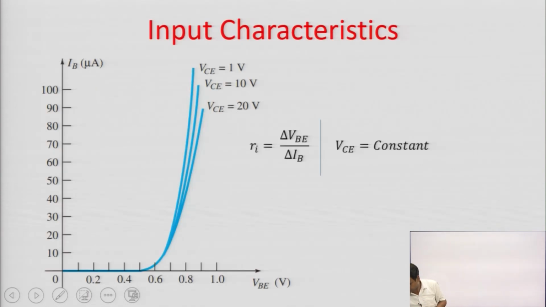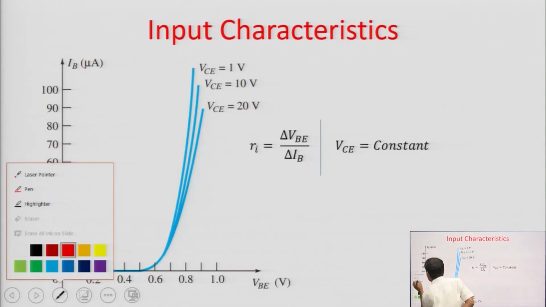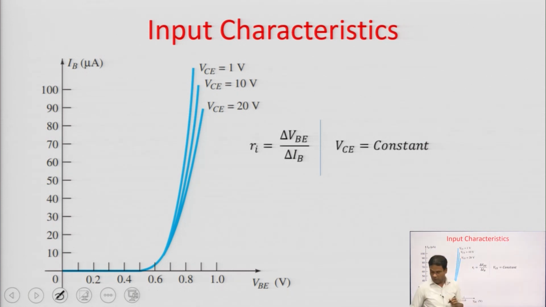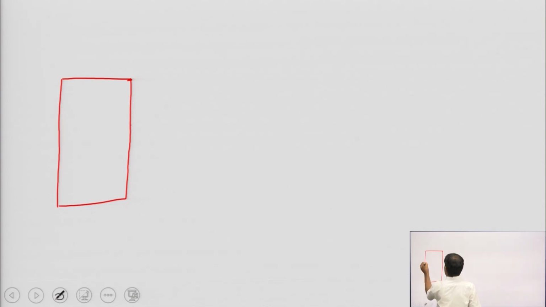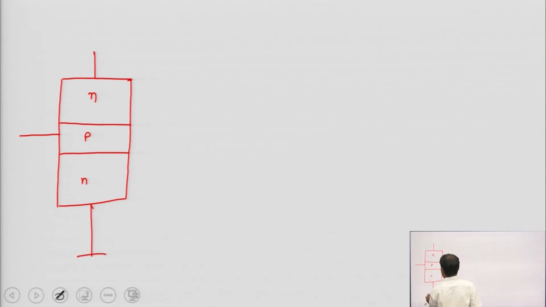Here now, suppose these are the 3 layers of the transistor: N, P, N. This is the base layer, this is the emitter layer, and the emitter is grounded here. And this is forward bias, and this is reverse bias.